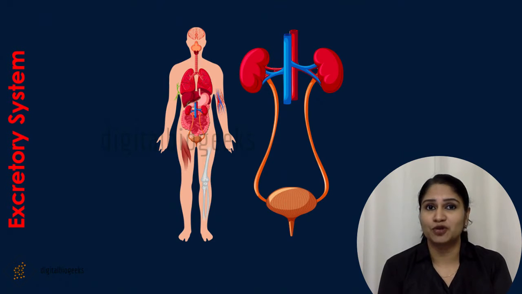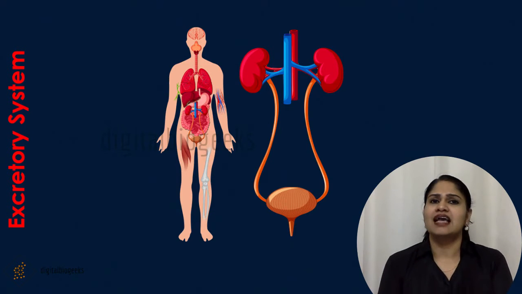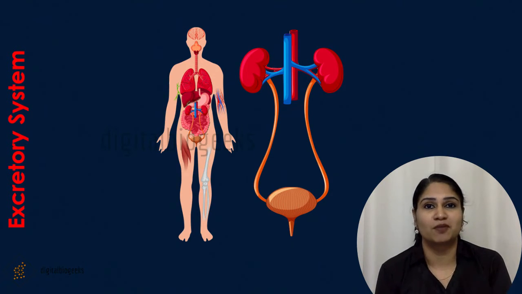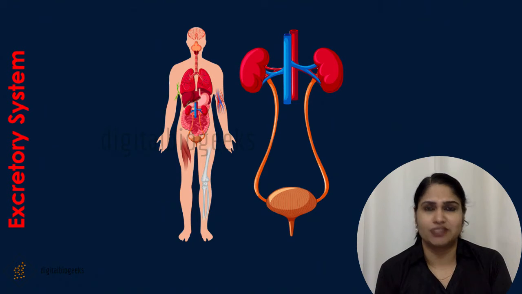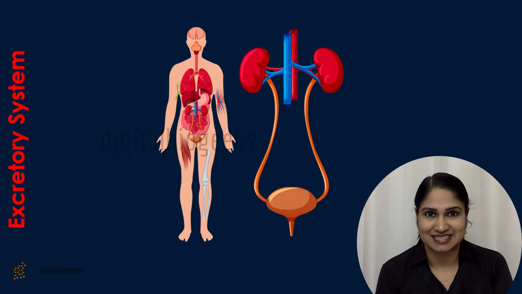Metabolic wastes are produced as a result of the reactions happening inside the cells of our body. Kidneys are the main organ in the excretory system. Kidneys remove all the waste and excess fluid from our body, thereby maintaining a constant internal environment. Or in other words, we can say kidneys maintain homeostasis.